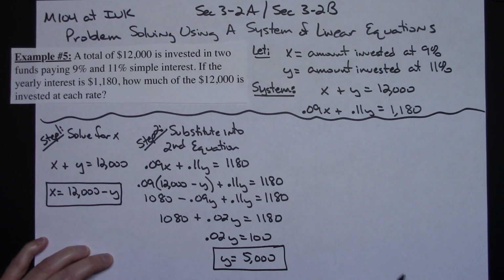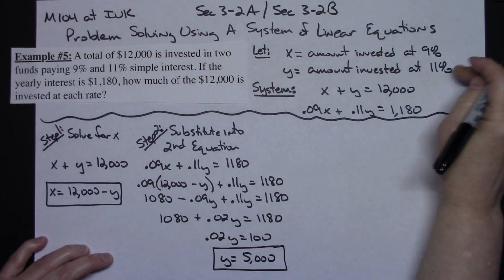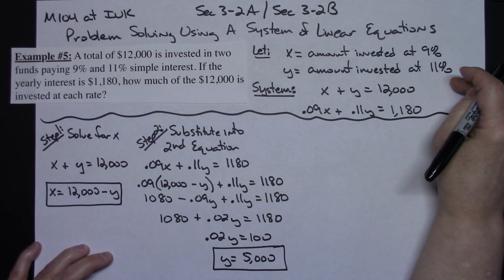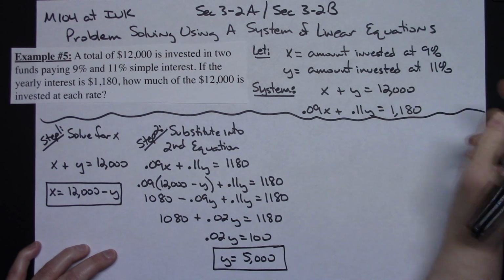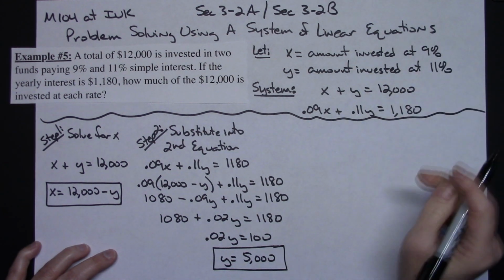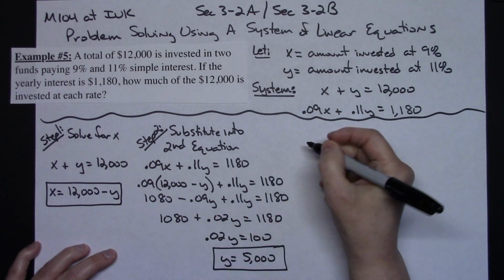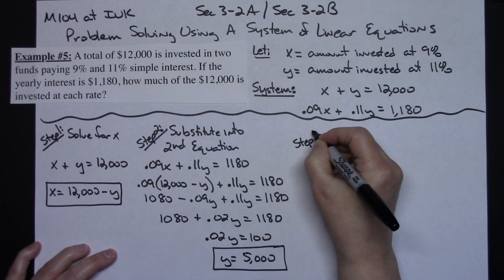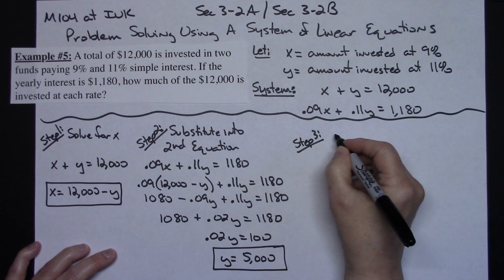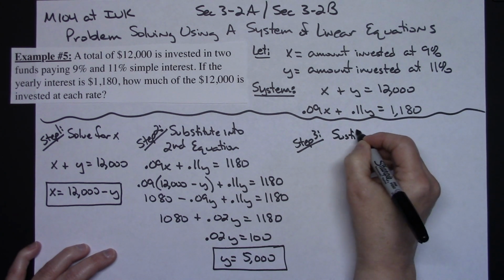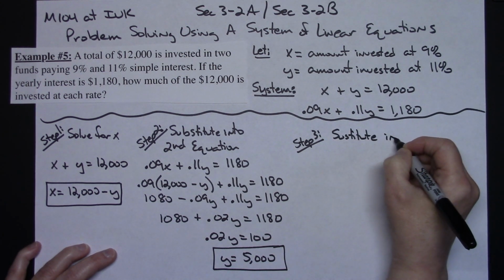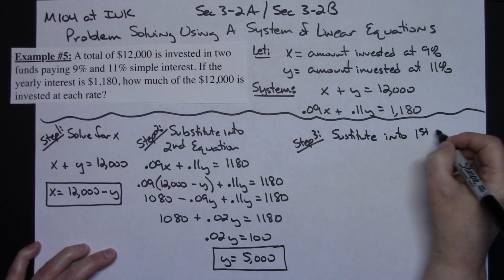At this point, I know that $5,000 has been invested at the 11%. So step 3, we just have to figure out now how much is invested at the 9%. I'm going to take this and plug it back into my first equation. So my step 3: substitute into the first equation.